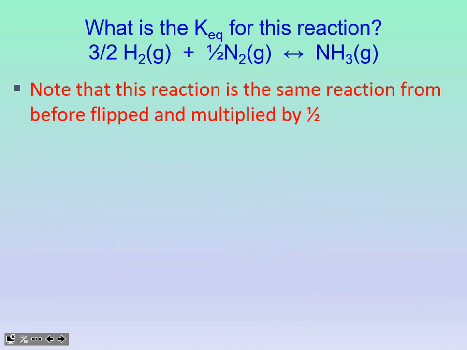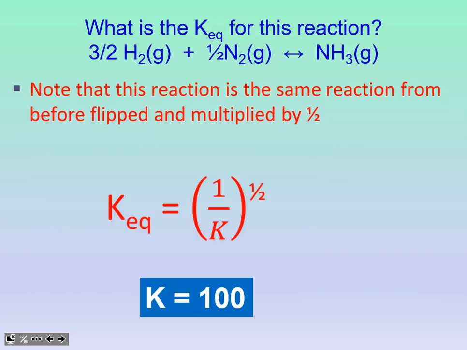So what does that mean we do to the original K value? We do 1 over the K value, the reciprocal, and then of course raised to the 1/2 power. Very good. That's what we do here. A lot of people forget this. So A on your FRQ might be write out the expression. B might be calculate K, and then they give you a new version of the reaction for C where you have to flip or multiply.